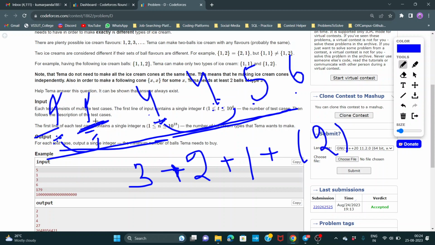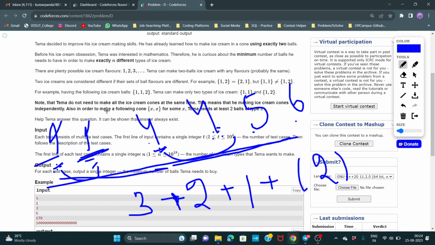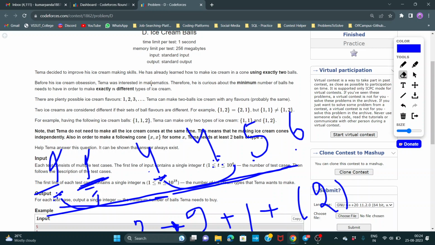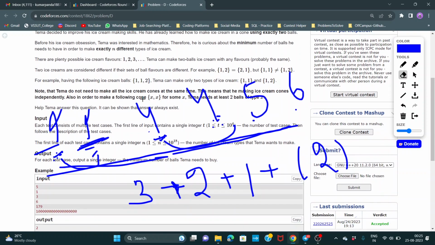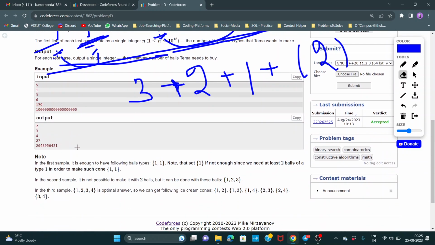And if I take 1 again, this is kind of a wastage of balls, because if I take 1, then 1 cannot pair with any of the other balls. So I think it is optimal to take as many different flavored balls as possible, so as to reduce the number of balls. And one thing that you can notice is that every time, your answer is the number of ice creams.